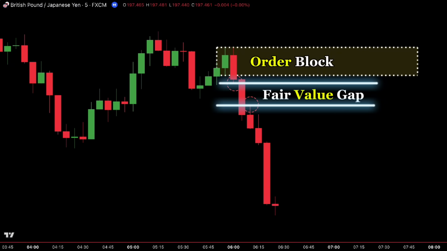Price has never returned to mitigate it, and it caused a significant break in market structure. That's everything we look for in a valid order block. So remember, order blocks must have a fair value gap and be unmitigated. Supply and demand zones may have a fair value gap, but it's not required, and they can be mitigated and still be valid. Knowing this difference helps you filter out low-quality setups and focus on the ones that truly give you an edge in the market.